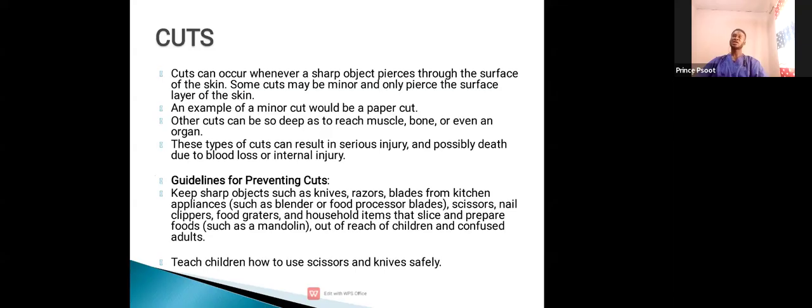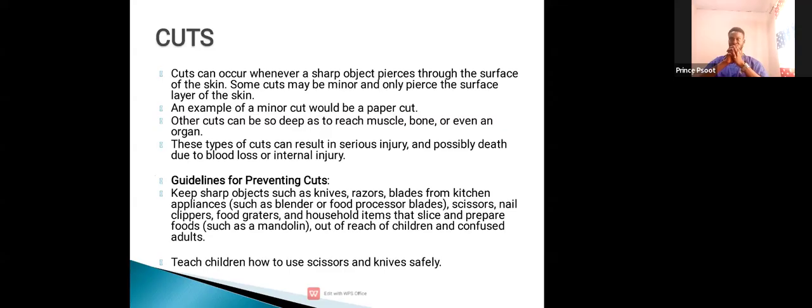internal injury. So what are the guidelines on how we can prevent cuts? We need to keep sharp objects such as knives, razor blades, and scissors away. Keep razor blades from kitchen appliances such as blenders or food processor blades. Then scissors also, nail clippers, food graters, and household items that slice and prepare food such as a mandoline.